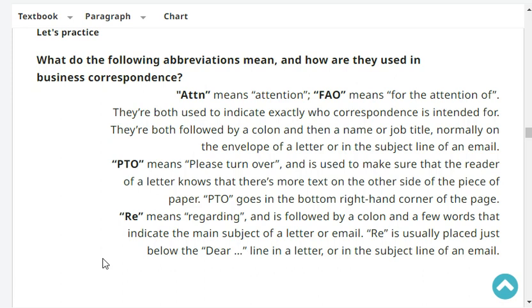They're both followed by a colon and then a name or job title, normally on the envelope of a letter or in the subject line of an email.